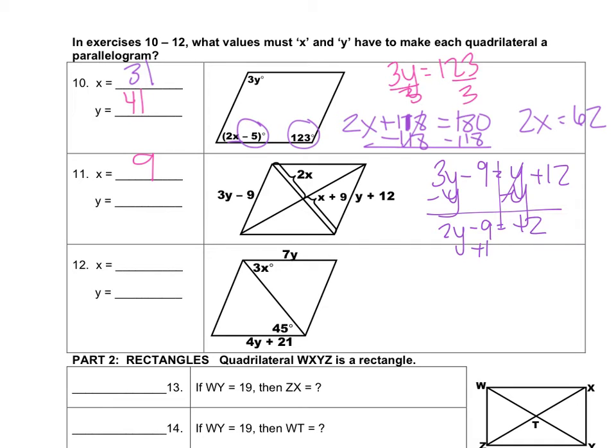Add 9 to both sides. So you have 2y equals 12 plus 9, which is going to give you 21. Okay, this one's not going to come out even, but that's okay. Divide by 2 on both sides and you're going to get 10.5 for y.